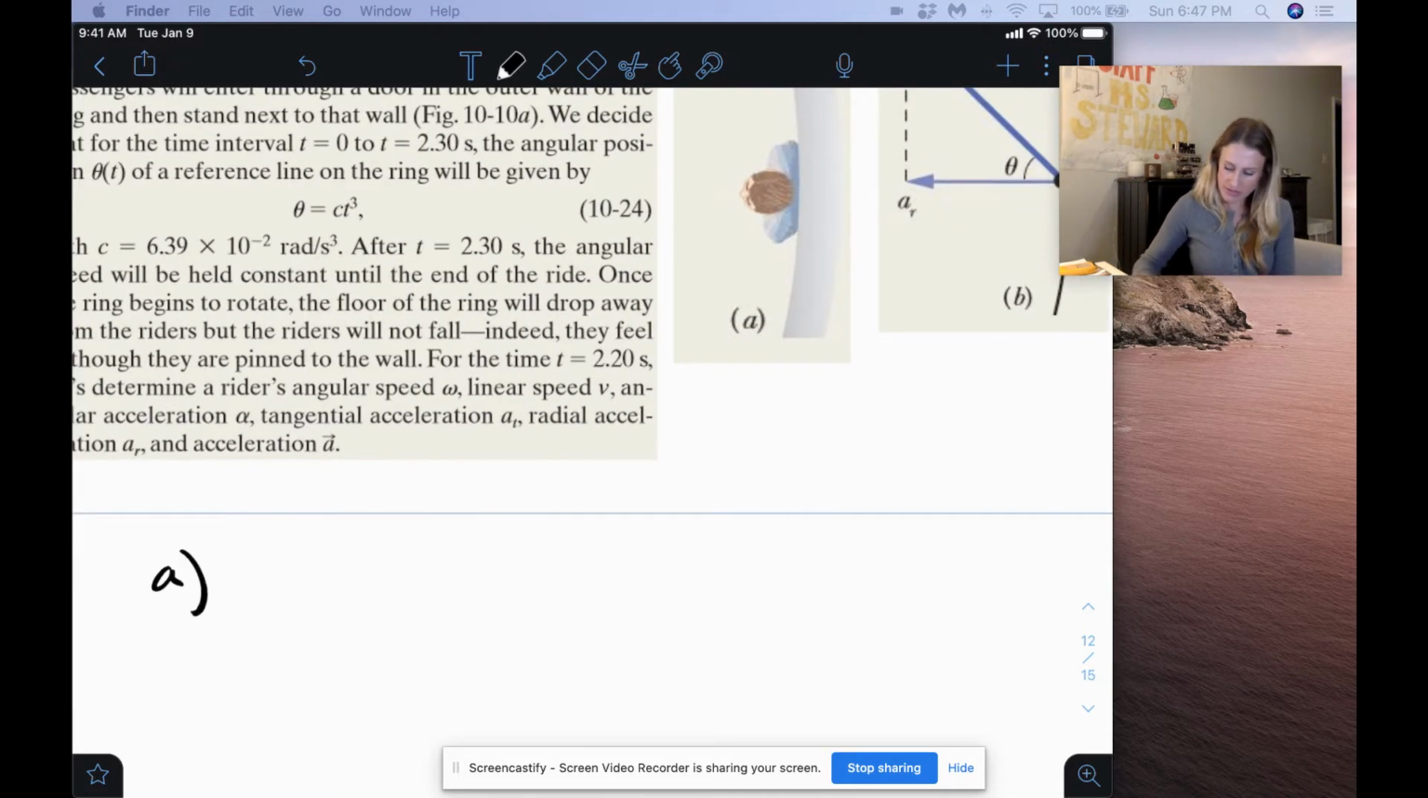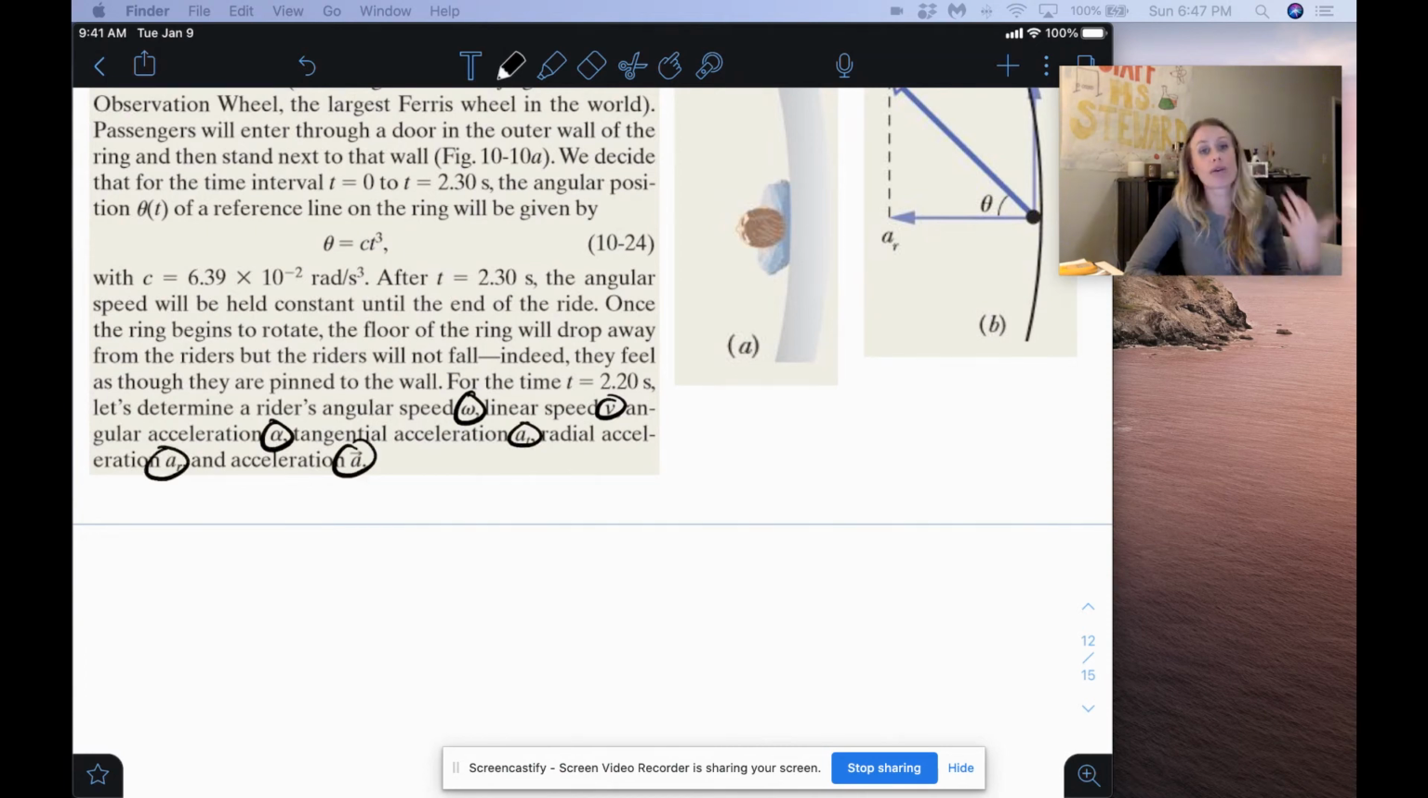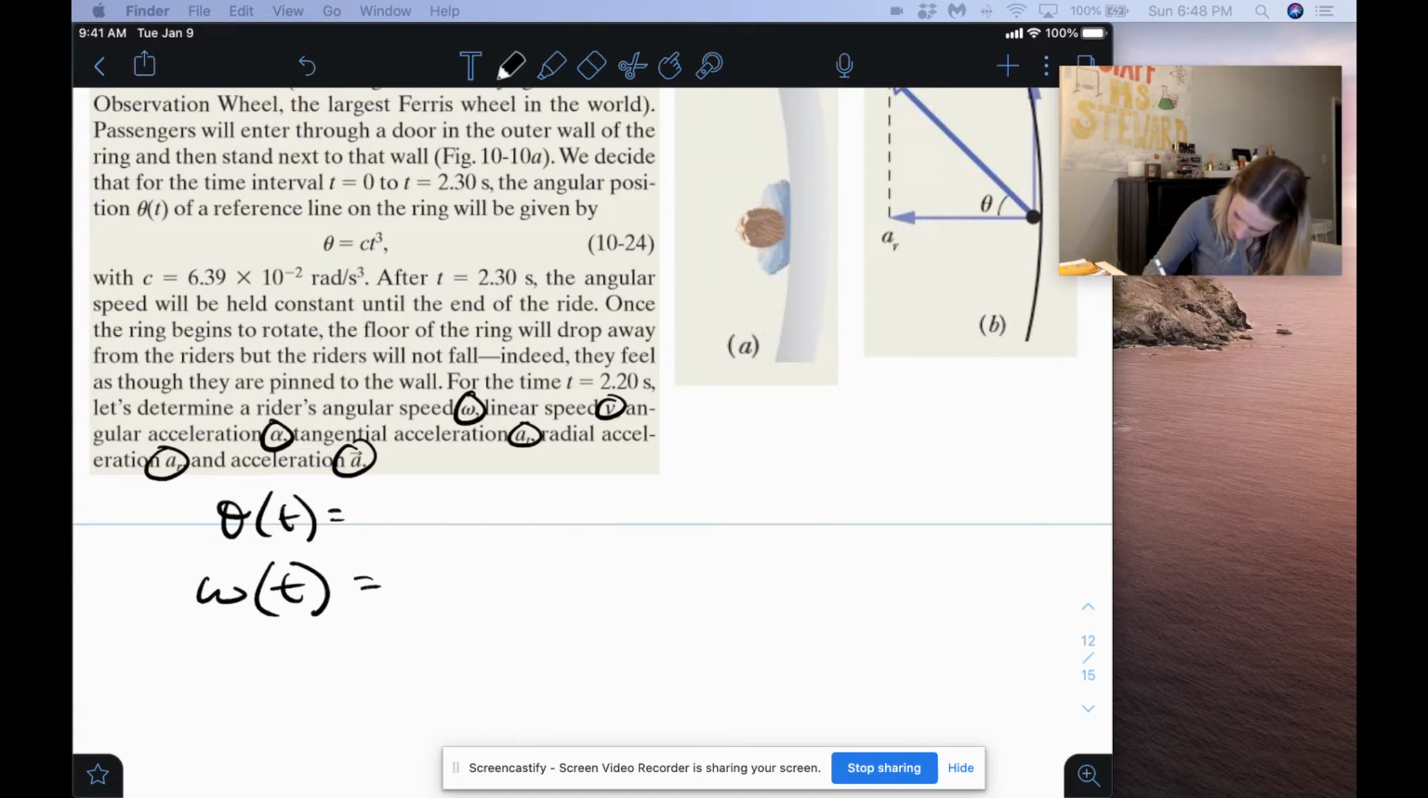There are no parts like A, we're just finding different things. We want to find our angular speed, linear speed, angular acceleration, both linear accelerations, and our overall linear acceleration. So let's first start with omega, our angular speed. When we're going from position to velocity, we're going to take the derivative. So here we want to take the derivative of our position function, which I'm going to write up here: 6.39 times 10 to the negative 2 radians per second cubed times t cubed.